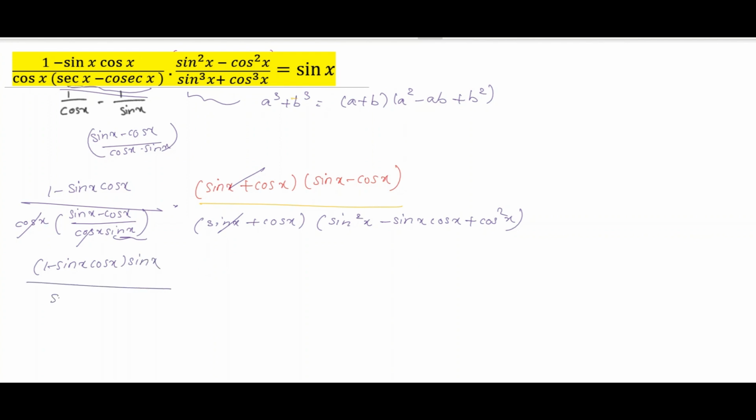upon (sin x minus cos x) into, here in the numerator we have sin x minus cos x, and in the denominator if we see, this sin square x plus cos square x can be written as 1. So it is 1 minus sin x cos x. Now here we see that this sin x minus cos x and sin x minus cos x can be cancelled out. And here again 1 minus sin x cos x and 1 minus sin x cos x will get cancelled out, and that leaves sin x as the answer. This is the RHS.